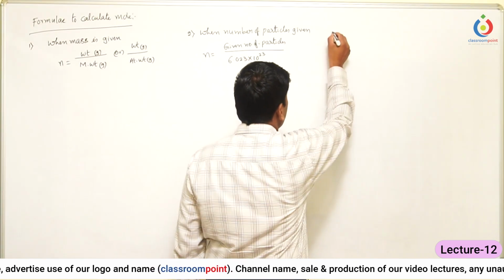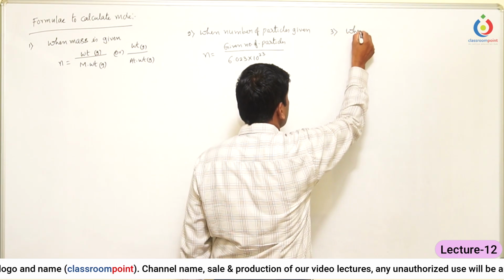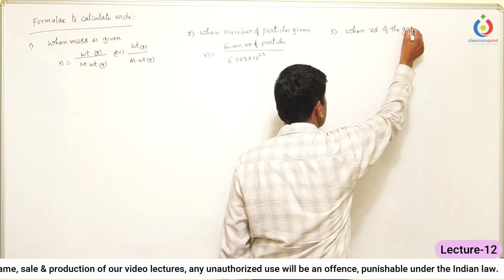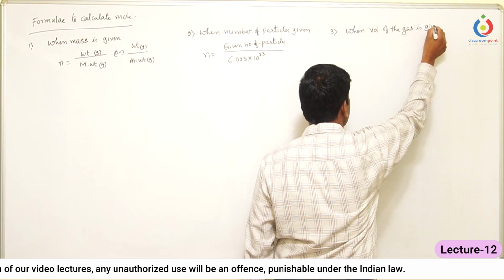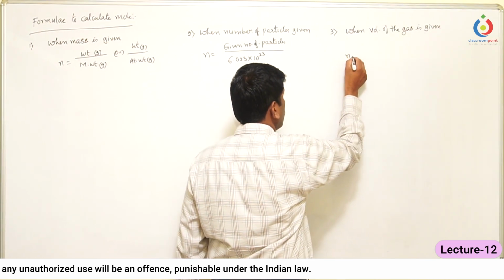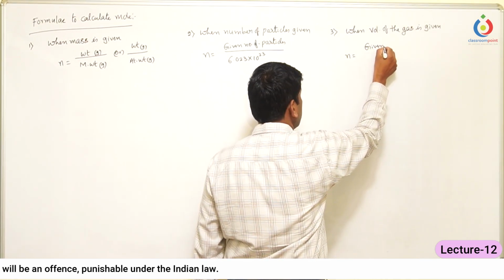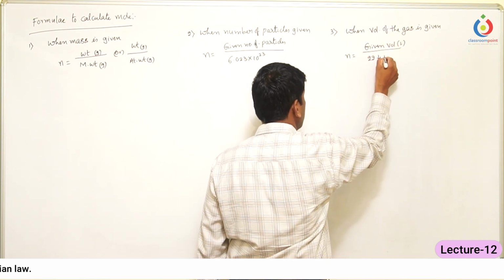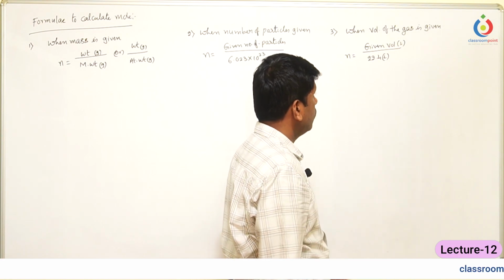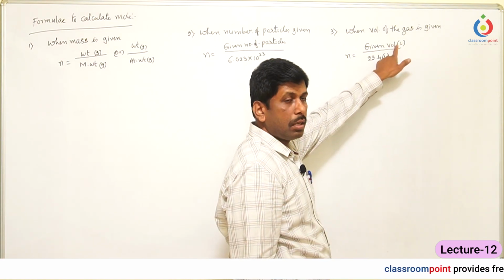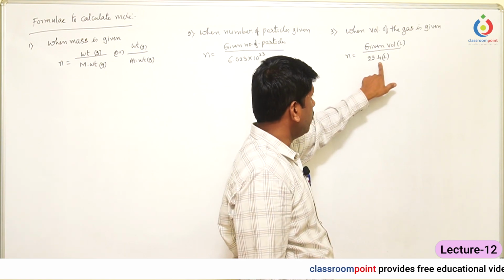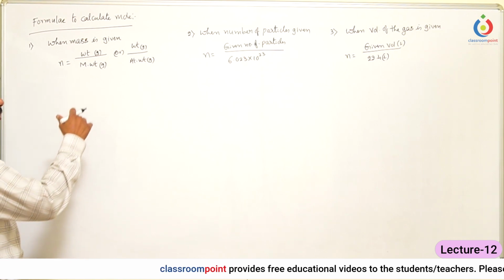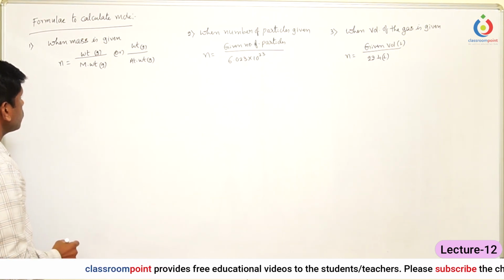Next, when the volume of the gas is given, then the number of moles equals the given volume in liters divided by 22.4 liters. If you take milliliters here, it becomes 22,400 milliliters. Now let us try to develop the various formulas using all these three contents.